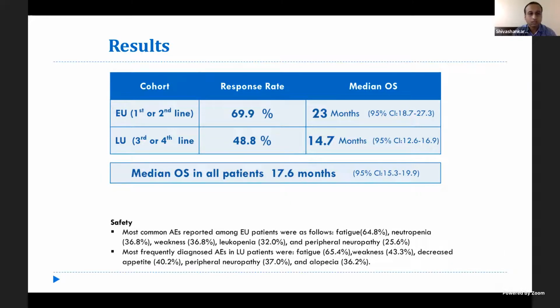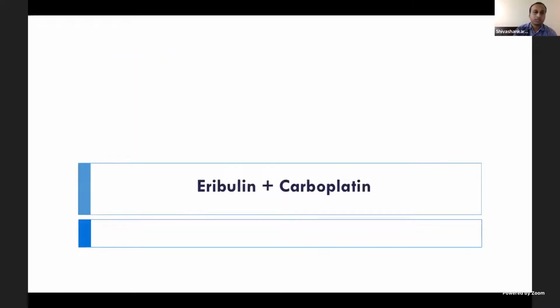When used in third or fourth line, the response rates were to the tune of 48%, with a median OS of 14.7 months. So, though this is not a randomized trial, it again confirms the data that eribulin is an active agent in the management of triple negative breast cancer. So these were all the data looking at the role of single-agent eribulin. Eribulin is also a microtubule inhibitor like taxanes. So how does it work if added to platinum agents, like eribulin plus carboplatin? Is it safe?